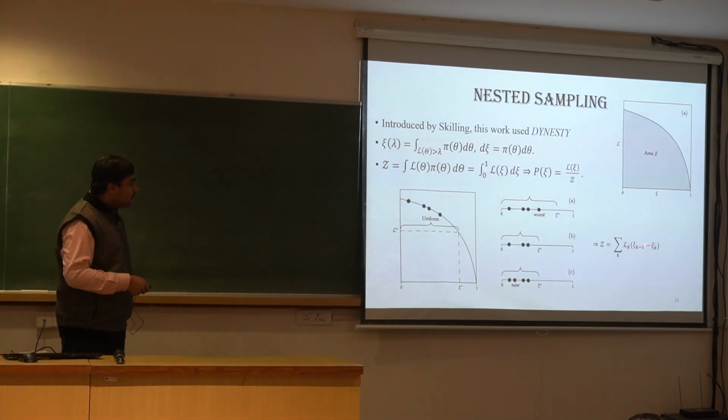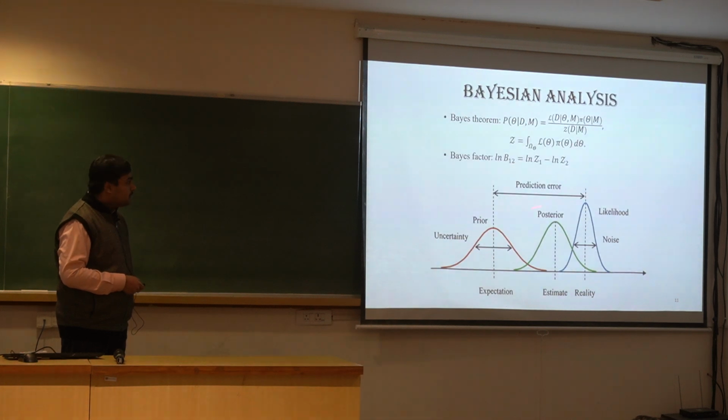Once you have all of your values of L and xi, you can just do this kind of a staircase integration to get your value of Z. And since you've already noted your value of L over here, you can get your posterior distribution. Dynesty notes the value of xi at every step. So on the final step, you will have your final evidence integral, which can give you the Bayes factor by just doing a simple A minus B calculation.